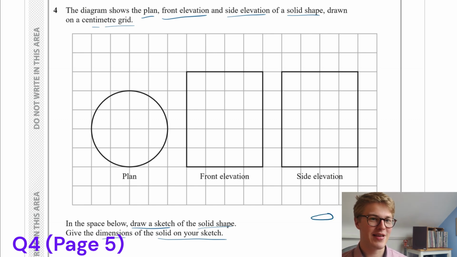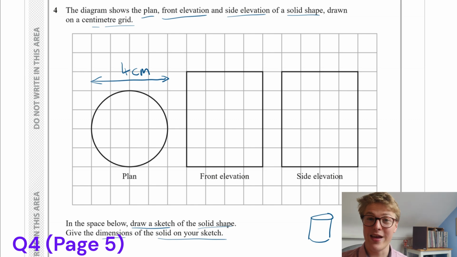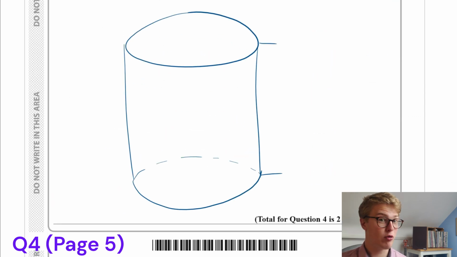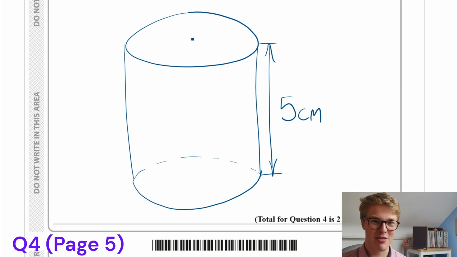In this case, that's going to be a cylinder, and we can use our grid to calculate the dimensions. So we know it's going to have a diameter of 4 centimetres, or a radius of 2, and a height of 5 centimetres. So when we draw our shape, we need to draw a cylinder, and we need to say that the radius is 2 centimetres or the diameter is 4 centimetres, and that the height is 5 centimetres, and all of that combined will give you 2 marks.